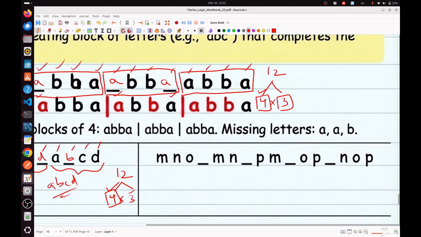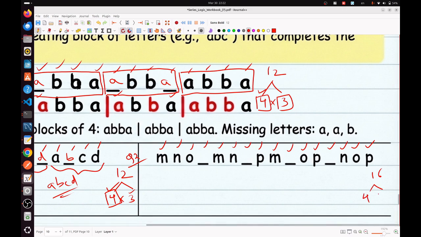Let's move on to question number 2. Just pause the video and try to solve this and fill up the gaps. Okay, let's see this. Here we have how many letters? First we need to identify that. 1 2 3 4 5 6 7 8 9 10 11 12 13 14 15 and 16. Here we have 16 letters.